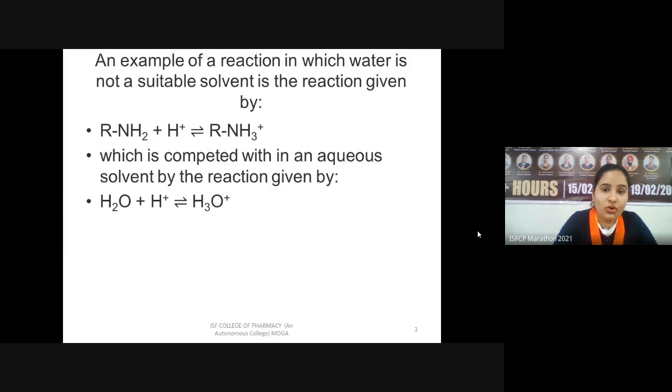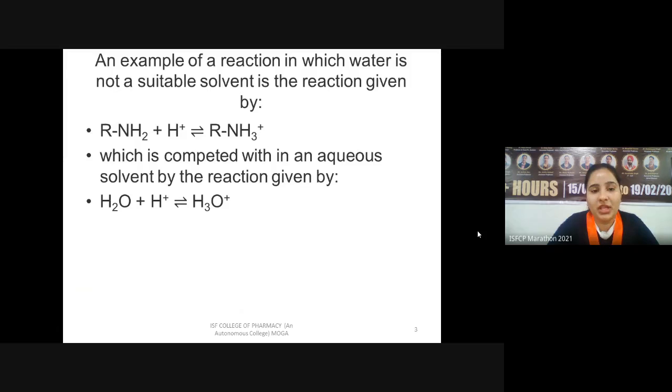I will illustrate the problem which arises when we use water as a solvent. This is an example in which water is not acting as a suitable solvent. For example, I have taken here a compound containing an amine group, and as we all know, in the amine group the nitrogen contains a lone pair of electrons, so it will attract the positive part of the solvent towards itself. Here I have taken a secondary amine.